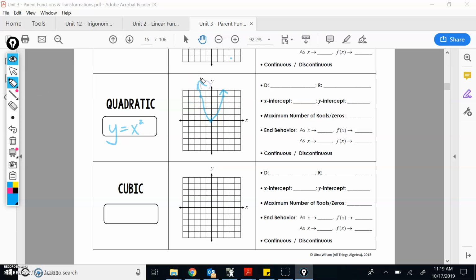The domain is all real numbers, and the range starts at 0, and then it goes to infinity, so bracket parenthesis. Those are the main three that we're going to focus on. There are a few more.